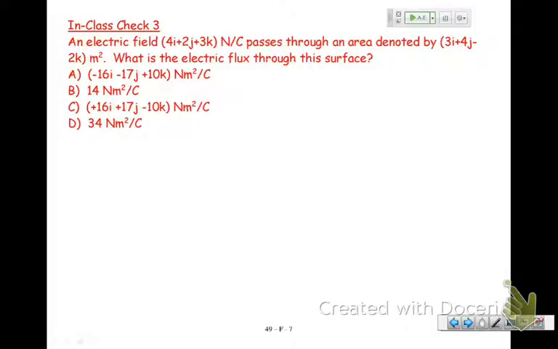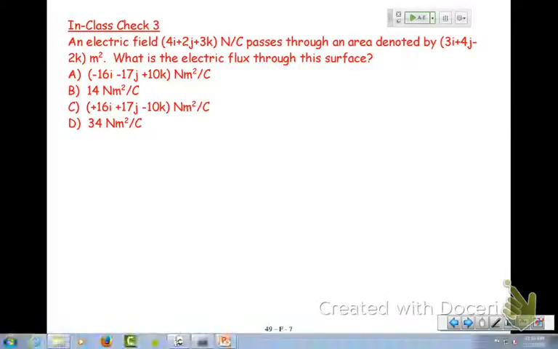Do that one for me, please. An electric field with that ijk passes through an area represented by 3I plus 4J minus, I'm sorry, there's a negative in there, minus 2K. The word processor split up that equation, split up that ijk, meter squared. Then what is the electric flux through the surface?